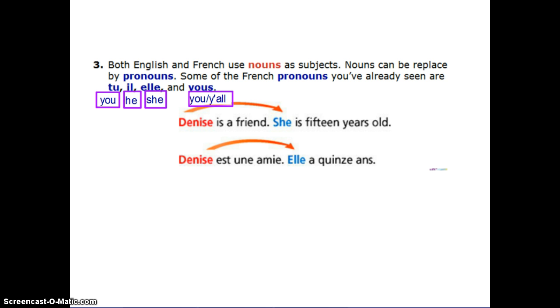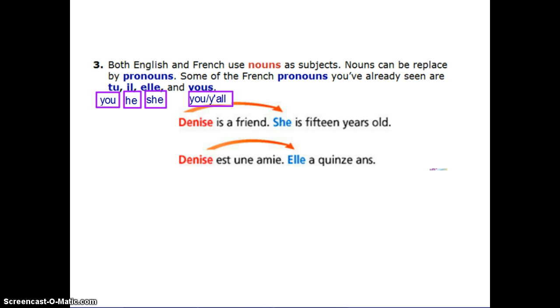Denise is a friend, and instead of saying Denise a 15 ans, Denise is 15 years old, they use the word elle. Now you can see right up here from what you should be filling in on your notes, as well as hopefully what you realized from the notes a couple nights ago when you learned elle s'appelle comment. Elle means she. So just like how in English, instead of saying Denise again, you can say she. In French, instead of saying Denise again, you can use the French version of she, which is elle.